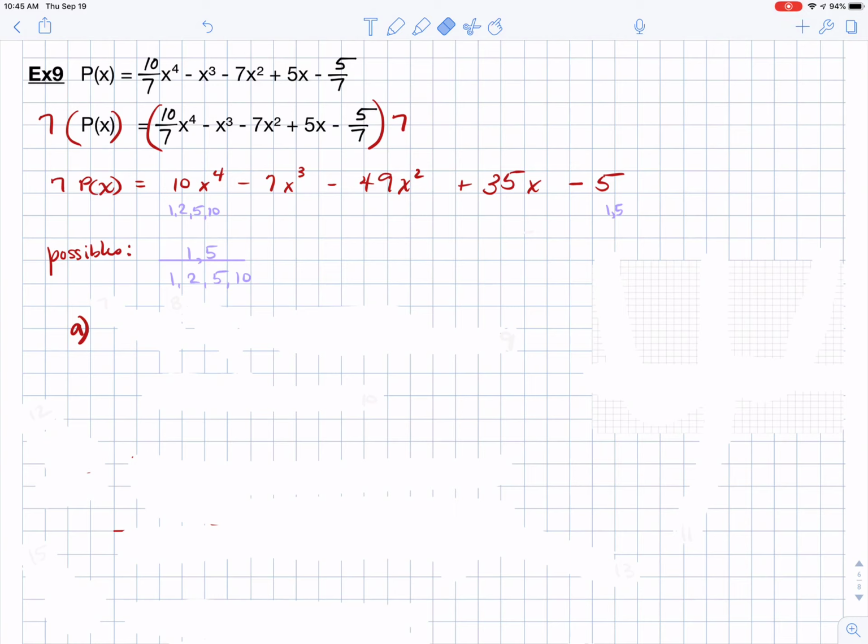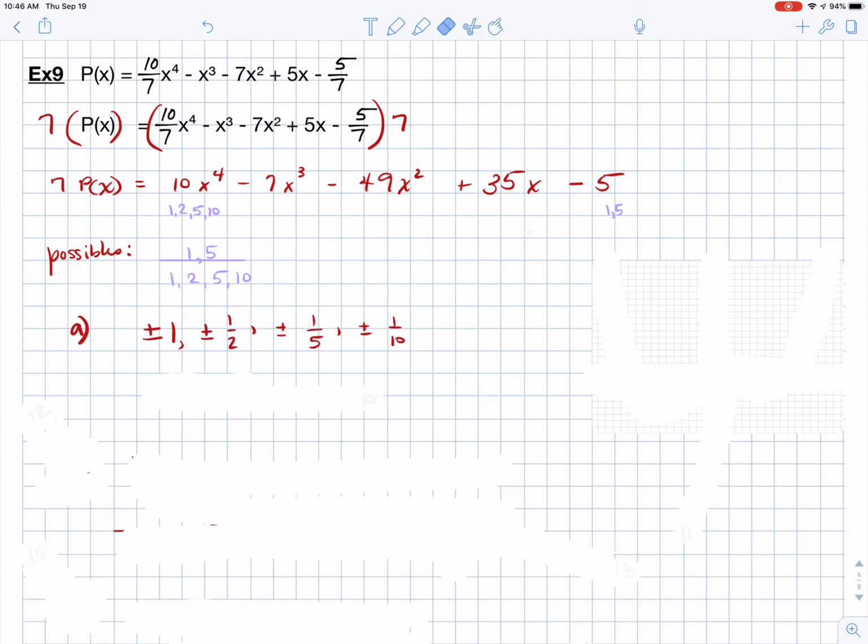So the method I'm going to take here is, first thing I'm going to do is plus or minus the 1 divided by the 1. And then the next is plus or minus the 1 divided by the 2. And then the 1 divided by the 5. And then the 1 divided by the 10, etc. And so 1 divided by 2 plus or minus, and then we also have plus or minus 1 divided by 5 and plus or minus 1 divided by 10.